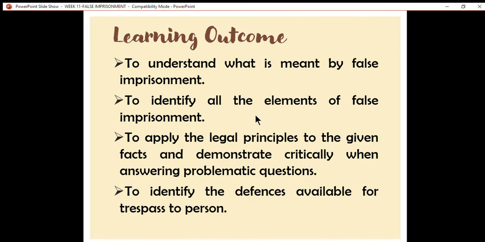Right, so the learning outcomes for today are: first, at the end of the lesson, the student is able to understand what is meant by forced imprisonment. Second, the student is able to identify all the elements of forced imprisonment. Third, the student is able to apply the legal principles to the given facts and demonstrate critically when answering problem questions. And last but not least, the student is able to identify the defenses available for trespass to person.